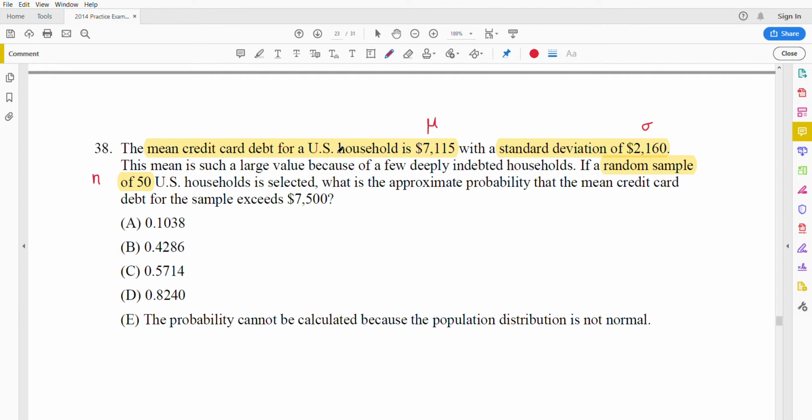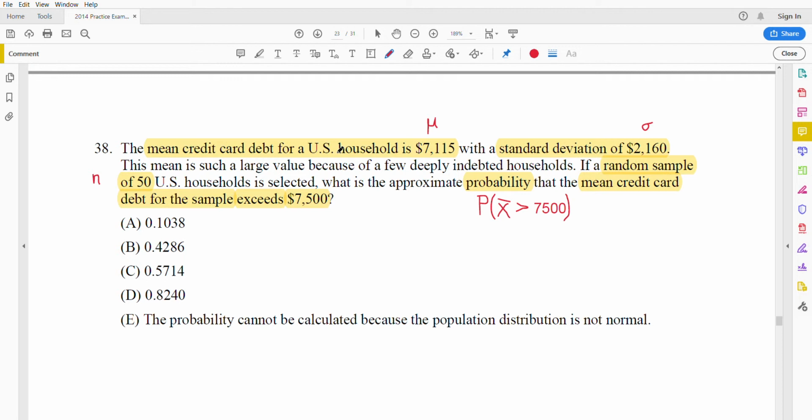Okay, so the key words there in the question, it's asking about a probability. Okay, it's the mean of the sample exceeds 7,500. Okay, so let's write that symbolically. We use the letter P for probability. The mean of a sample would be X bar. Exceeds would be the greater than sign. And of course, $7,500 is just a number. Okay. So this is a question about the sample mean.